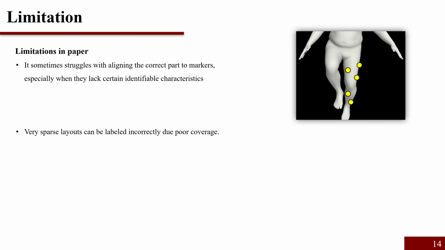This is a limitation mentioned in the paper. It sometimes struggles with aligning the correct parts to markers, especially when they lack certain identifiable characteristics. For example, if an actor only has markers on the left leg and jumped with both legs, then the wrong leg could be aligned to the markers. Another issue is that a very sparse layout can be labeled incorrectly due to poor coverage.